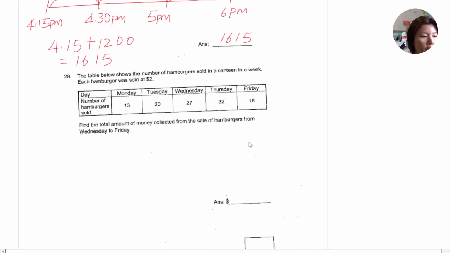Okay, let's move down. Okay, a table question. The table here shows the number of hamburgers sold in a canteen in a week. Each burger sold at $2, and Monday to Friday is given you the number of burgers that sold. So it's asking for money collected from Wednesday to Friday. Wednesday, Thursday, Friday.